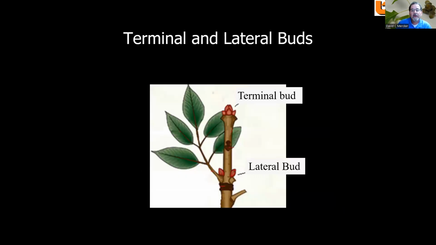Now, terminal versus lateral buds. Terminal buds occur on the end or the tip of the branch, essentially. That's where the growth, the following growing season, will begin. That's the terminal bud. Then at the base, right above each node where the leaf attaches, you'll see these lateral buds form. And these buds will become branches next year from which leaves will emerge. So that's terminal versus lateral buds.